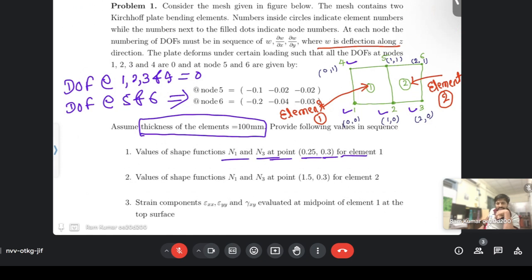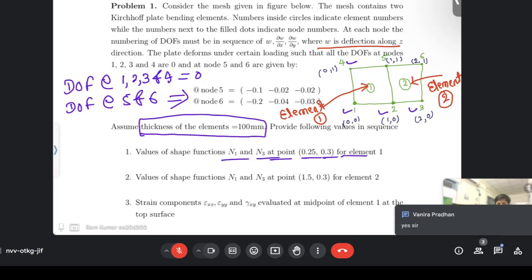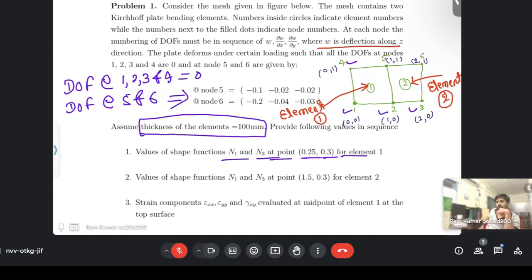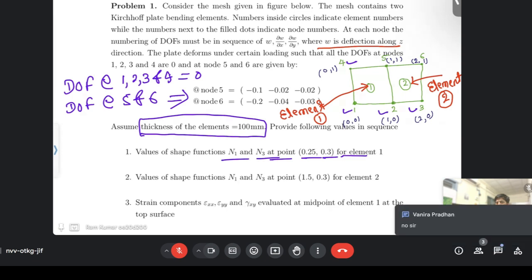Are you here? So, do you have any idea how we are going to solve this problem? Kirchhoff element. I have to find that Kirchhoff element PDF.